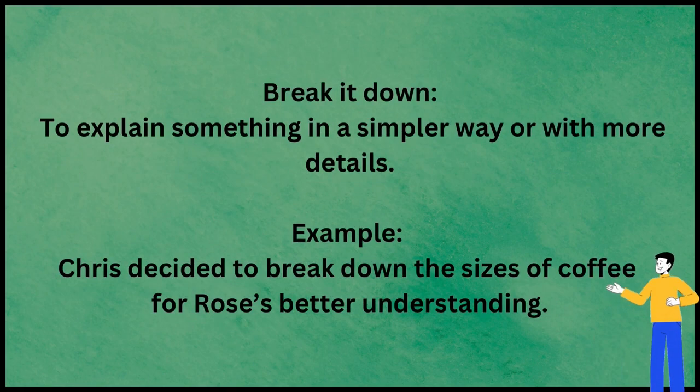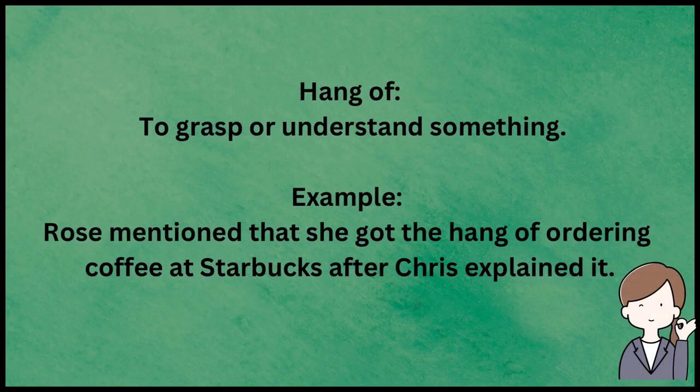Break it down means to explain something in a simpler way or with more details. Example: Chris decided to break down the sizes of coffee for Rose's better understanding. Hang of means to grasp or understand something. Example: Rose mentioned that she got the hang of ordering coffee at Starbucks after Chris explained it.